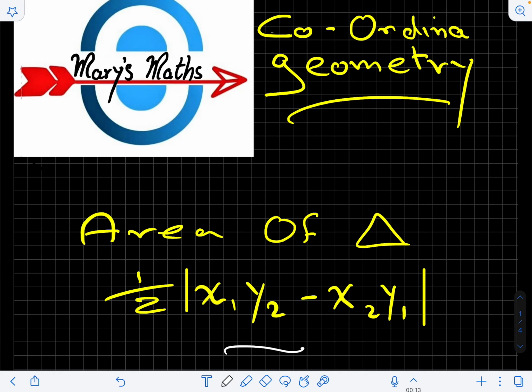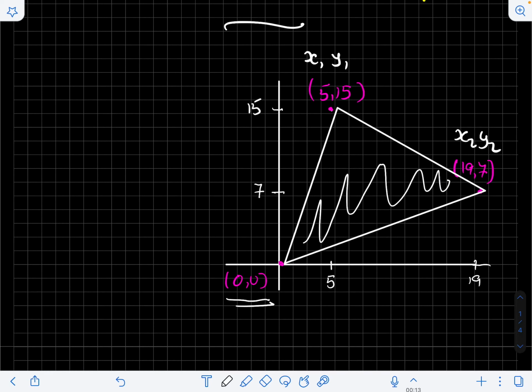Hi everybody, today we're going to go through coordinate geometry, the area of a triangle using the formula from the logbook on page 18. The formula is here in front of us. So let's see how we start. Let's look at this example.